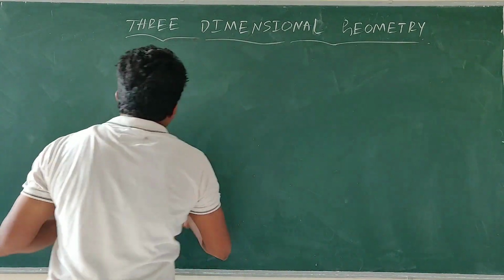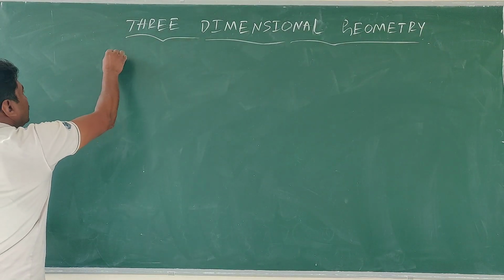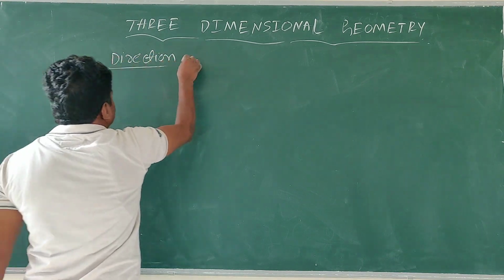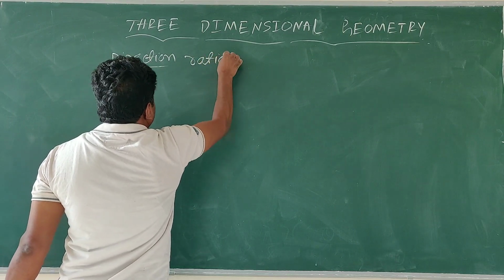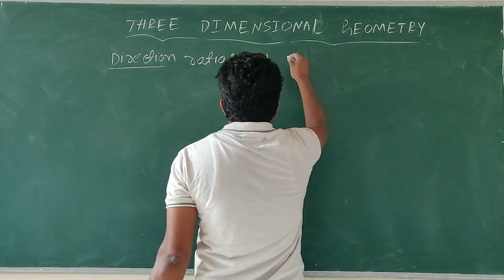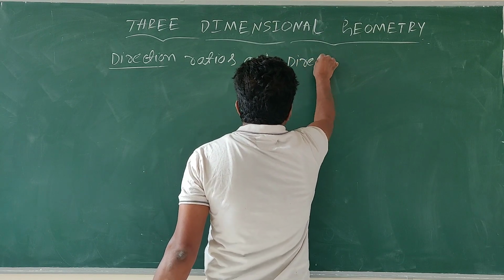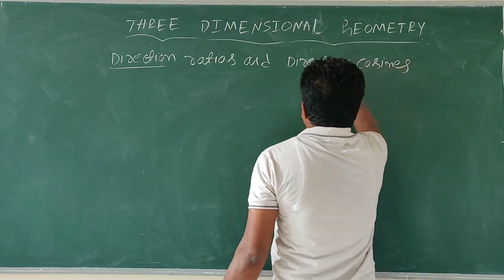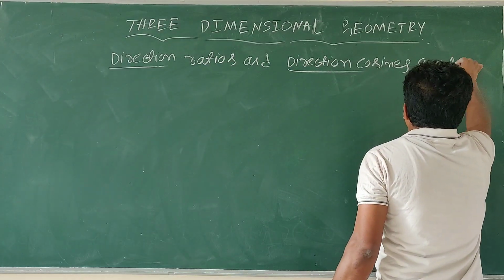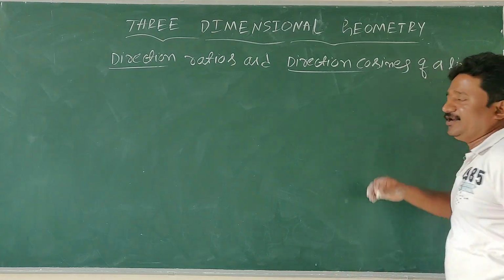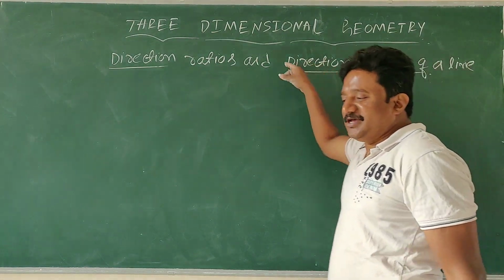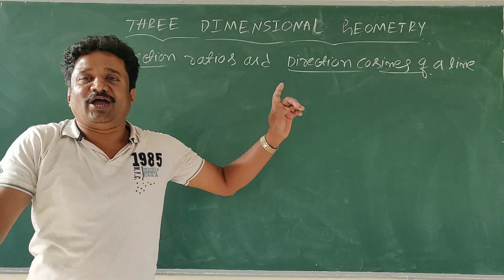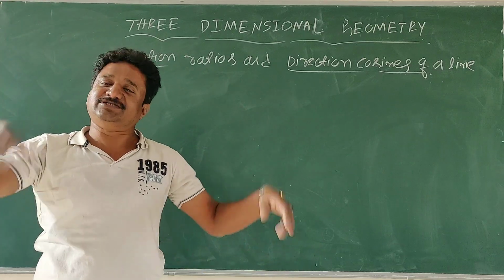Let us take first concept, direction ratios and direction cosines of a line. Same thing, students, same thing you learned in vectors also. Here also, in 3D also, I am going to tell same thing, same concept, everything is same.